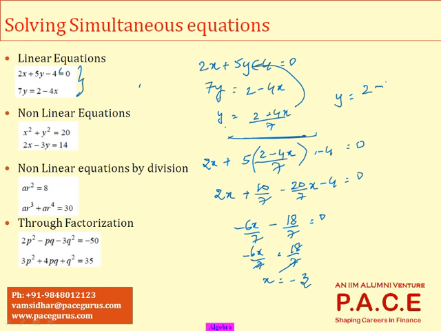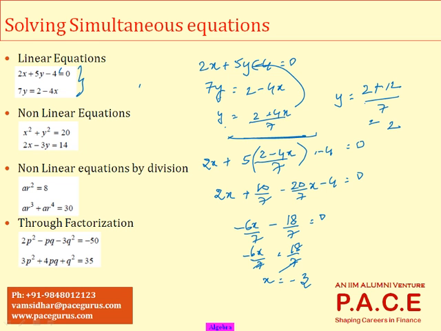4 minus 12. So it becomes 2 plus 12 by 7, making it 14 by 7, which is equal to 2. So now I know x equal to minus 3, y equal to 2. This is a method of solving the simultaneous equations if both of them are linear. Try to express one of them in terms of the other and again repeat the process.